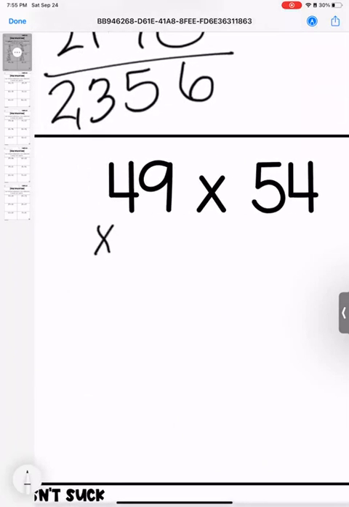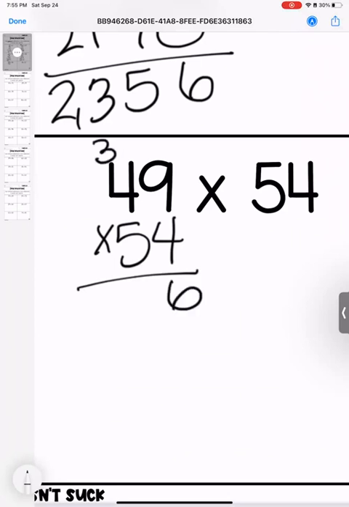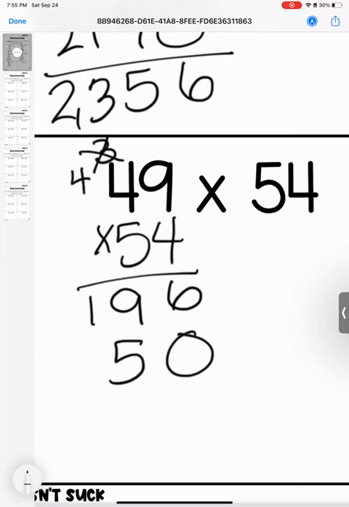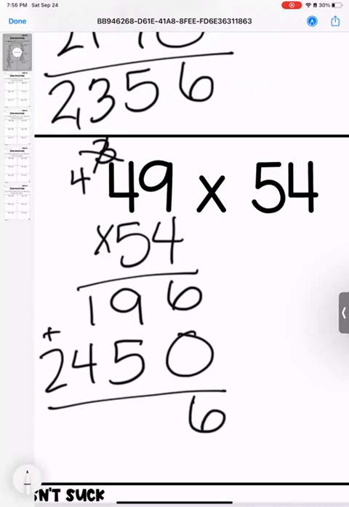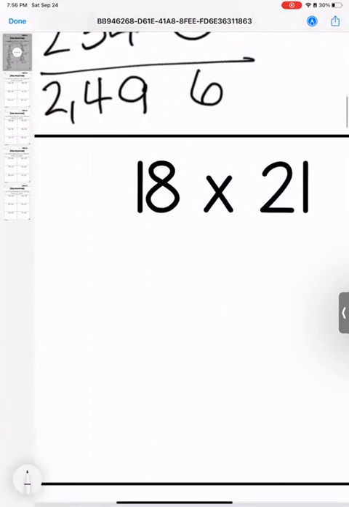49 times 54. 9 times 4 is 36. 4 times 4 is 16. Add 3 is 19. Place saving 0. 9 times 5 is 45. 4 times 5 is 20. Add 4 is 24. Stack and add. We have 6. 9 and 5 is 14. 4 and 1 is 5. Add 1 is 6. And our 2,646. Last one for this page.